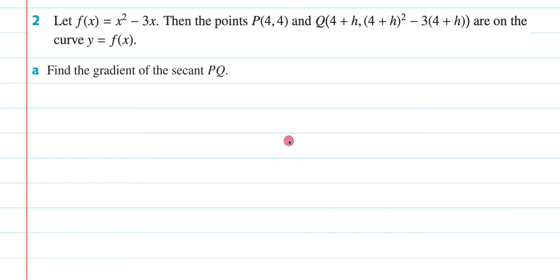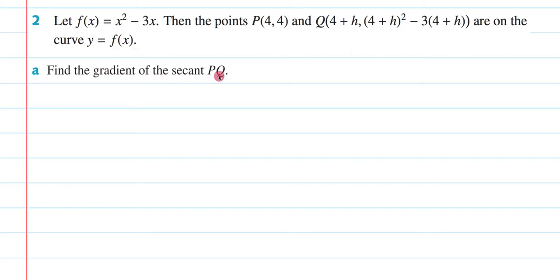We are going through exercise 17a. In this video, we'll be answering question 2, which says, let f of x equal x squared minus 3x. Then the points P(4, 4) and Q are on the curve y equals f of x. Find the gradient of the secant PQ.